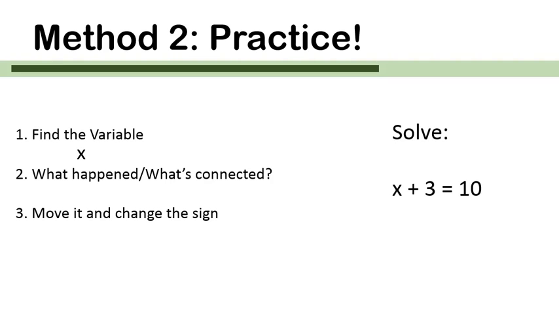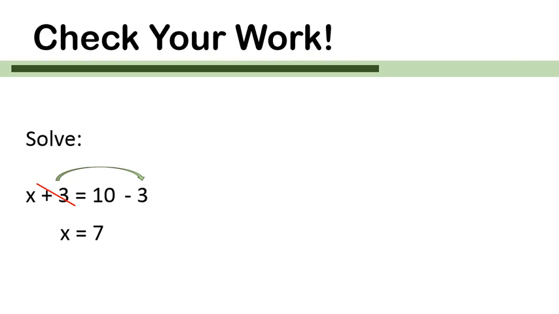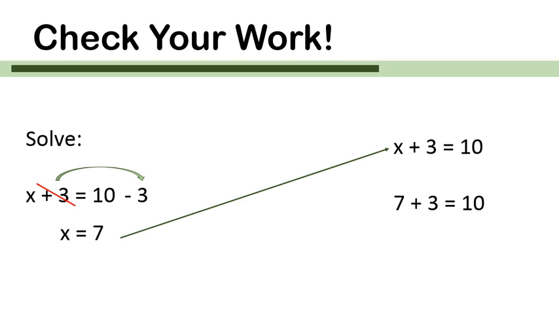All right, so we found our variable x. What happened to x? We added 3 to it. And this time we're going to move the 3 over and make it into a negative 3 instead of the previous method. So 10 minus 3 is equal to 7. To check my work, I'm going to plug 7 into my equation. Is 7 plus 3 equal to 10? Yes, it is. All right, great job.